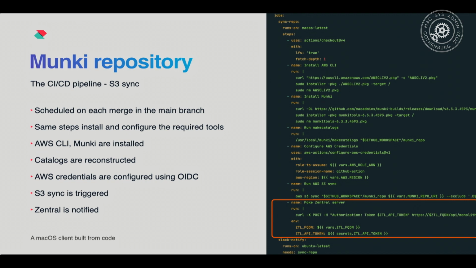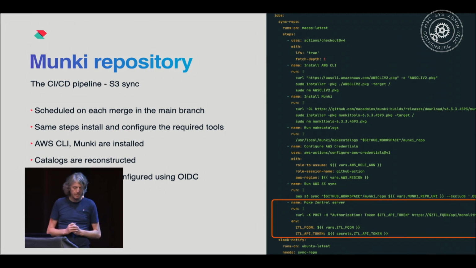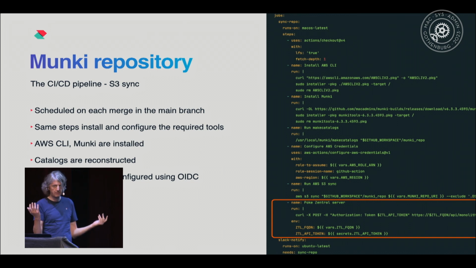And why do we do that? Because we use Central as a thin dynamic layer between the repository on S3 and the client. So we can scope packages using tags or even sharding. So we can distribute a new version of a package on, I don't know, 20% of a fleet, for example. And so we need to communicate to Central that the repository has been updated.